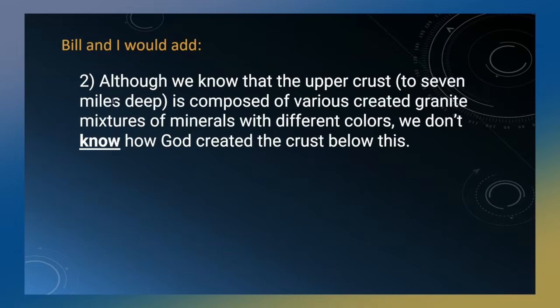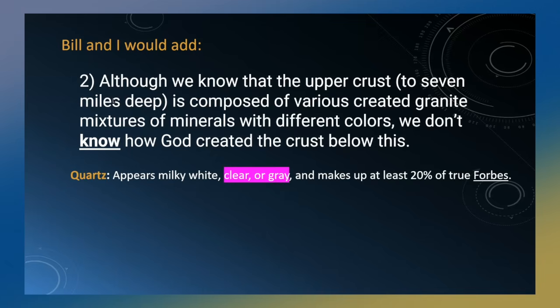So although we know that the upper crust to 7 miles deep is composed of various created granite mixtures of minerals with different colors, we don't know, as Bill had emphasized earlier, how God created the crust below this. And it's just an example of God's creative diversity that we see even in the rest of the creation, which Romans 1 says God made to testify that he exists. You can get all kinds of colors of granite for your kitchen counter. It's all based on the different emphasis of the minerals that are in there.